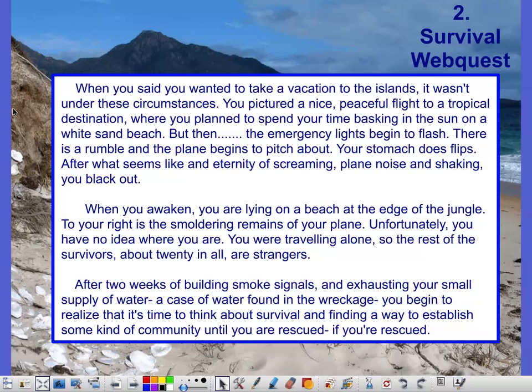Unfortunately, you have no idea where you are or even how much time has passed. You were meeting your friends on the island, so the rest of the survivors on the plane, about 20, are all strangers to you. So there you are, on a deserted island with 20 strangers and no idea what's going to happen to you. 2 weeks pass.